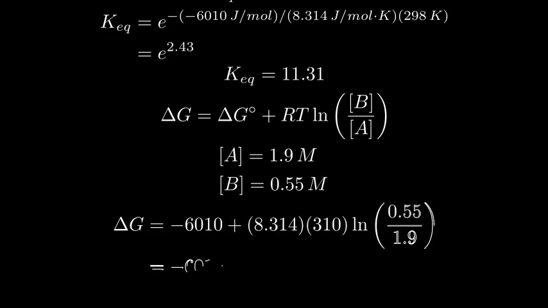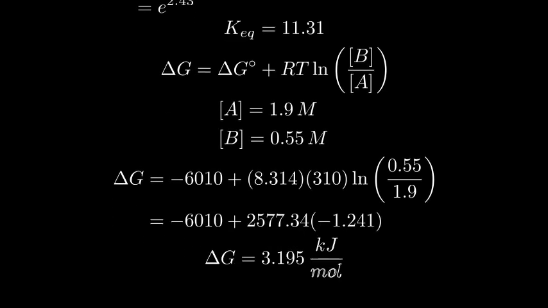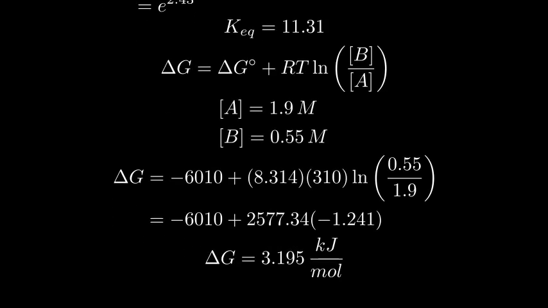We have negative 6,010 joules per mole plus 8.314 joules per mole Kelvin times 310 Kelvin times the natural log of 0.55 over 1.9. When we calculate this out, we get 3,195 joules per mole, or 3.195 kilojoules per mole.